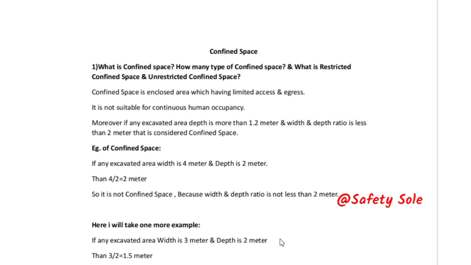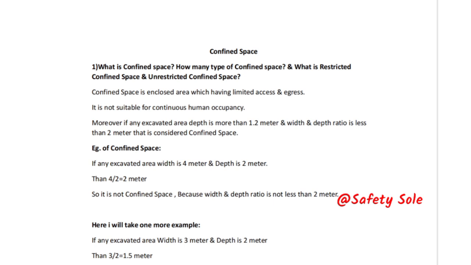Moreover, if any excavated area depth is more than 1.2 meter and the width to depth ratio is less than 2 meter, that is considered confined space. Example: if any excavated area width is 4 meter and depth is 2 meter, then 4 divided by 2 is equal to 2 meter. So it is not confined space because the width to depth ratio is not less than 2 meter.